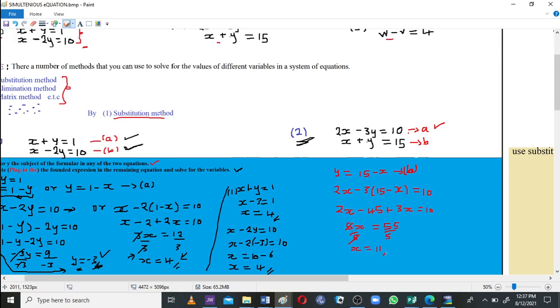Then we can solve for the value of y. How are we going to do that? We can get the equation in which we made y the subject of the formula, which is y is equal to 15 minus x. Remember, we have found the value of x, which is 11. So our y is going to be 15 minus x, which is 11. So that is 15 minus 11, and we are going to get y is equal to 4. y is equal to 4.